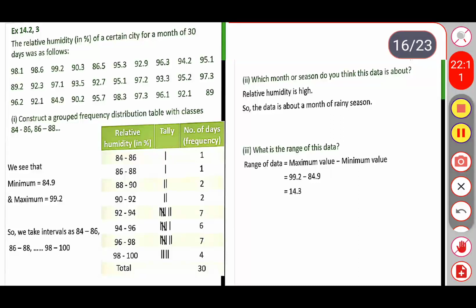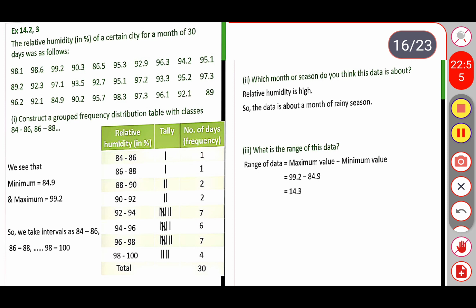The relative humidity in percentage of a certain city for a month of 30 days was as follows. So humidity means the presence of water molecules, or the presence of moisture content, in the atmospheric air. So that is called humidity.